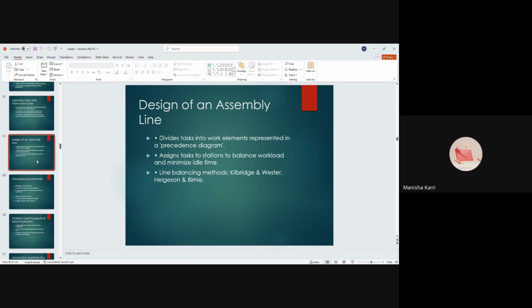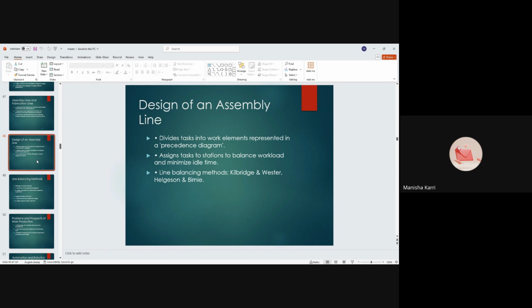And coming to the precedence diagram, it's a visual representation of the order in which tasks must be performed. It maps out which tasks must be completed before others can start, showcasing dependencies between the tasks. For example, if task A must be done before task B, this relationship is shown in the diagram, ensuring planners understand the logical sequence of operations. This is nothing but the precedence diagram.